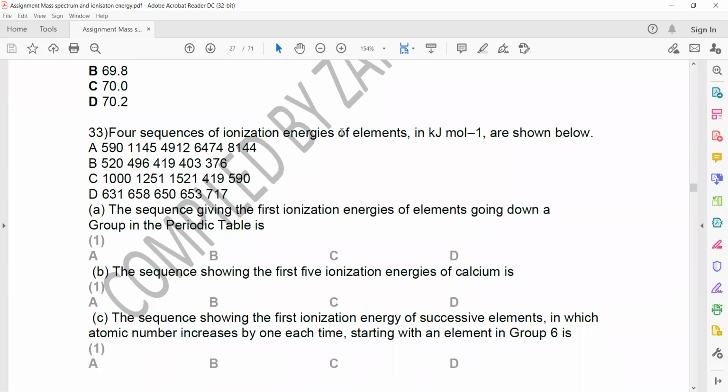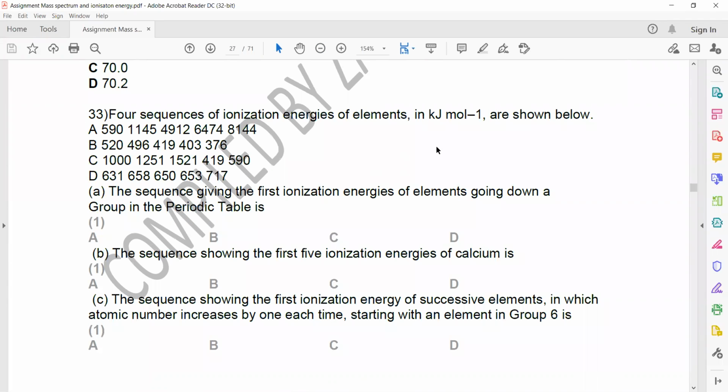Four sequences of ionization energies of elements in kilojoules per mole are shown below. The sequence giving the first ionization energy going down the group. So going down the group, ionization energy decreases because the size increases, the number of shells increases, so ionization energy will decrease. So which order is showing the decrease in ionization energy? So B is representing the decrease. So that's why B is the right answer.